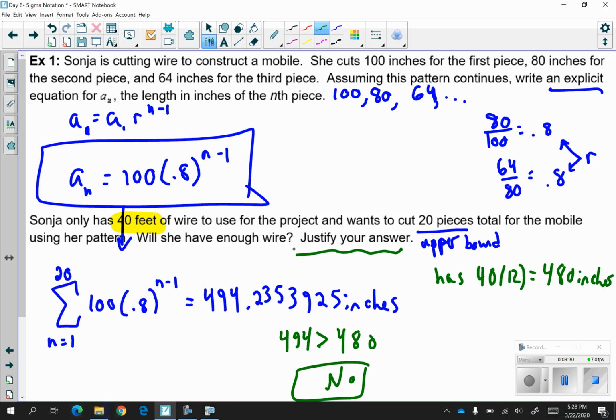Also, if you wanted to, you could have used the geometric series formula on your reference sheet, because they didn't specify. So you could have used S sub n equals a sub 1 minus a sub 1 times r to the n over 1 minus r, if you wanted to. It's up to you.